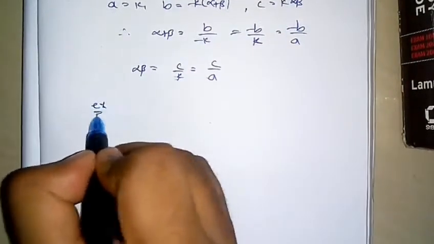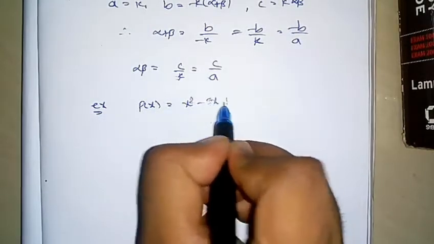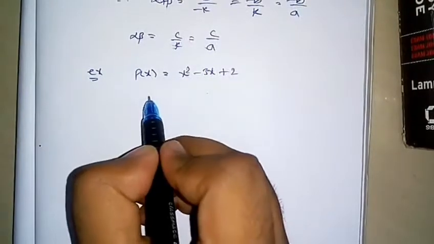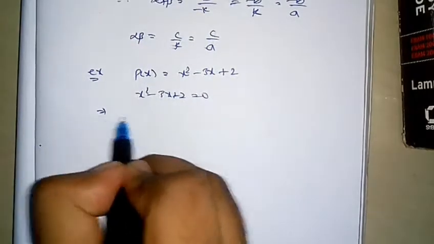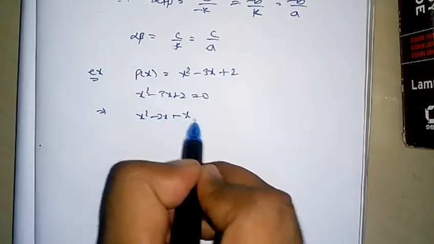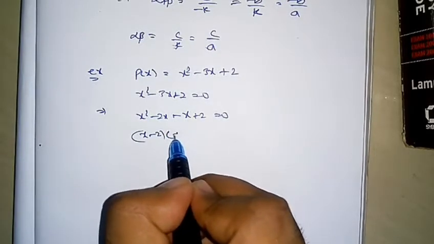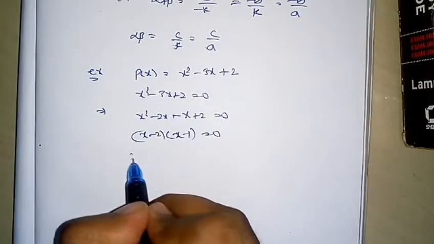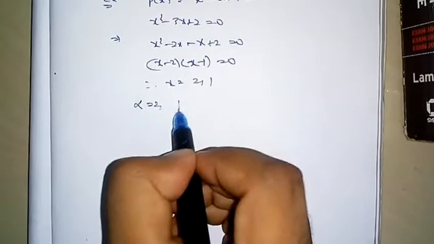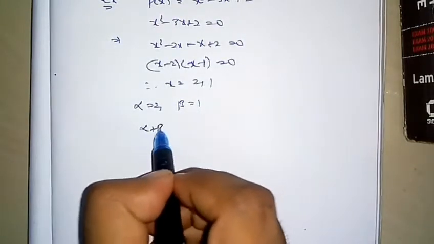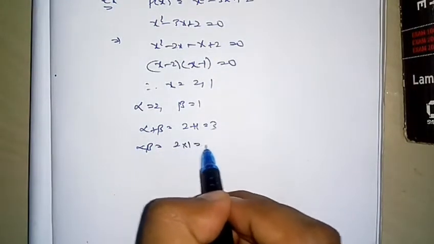Let's solve an example. p of x is equal to x square minus 3x plus 2. So let's find the roots. x square minus 3x plus 2 is equal to 0, which implies x square minus 2x minus x plus 2 is equal to 0. (x minus 2) into (x minus 1) is equal to 0. Therefore, x equal to 2, 1 are roots. Now alpha is equal to 2 and beta is equal to 1. Alpha plus beta is equal to 2 plus 1, which is 3. Alpha beta is equal to 2 into 1, which is 2.